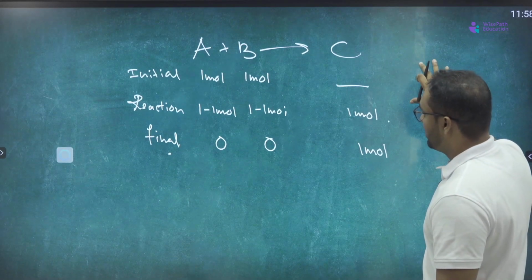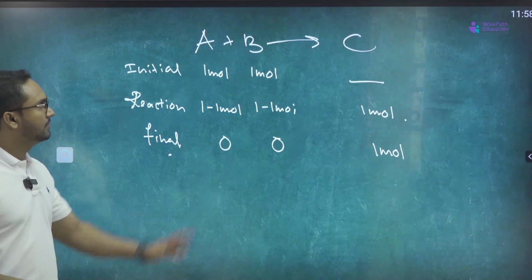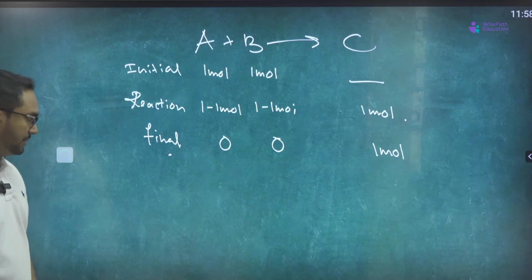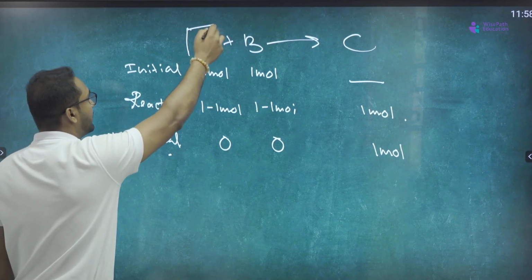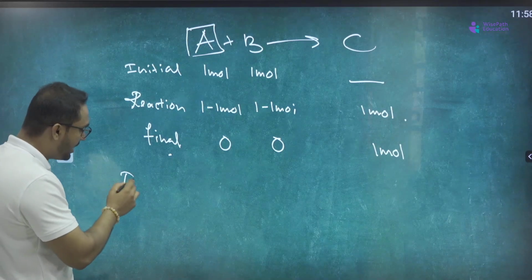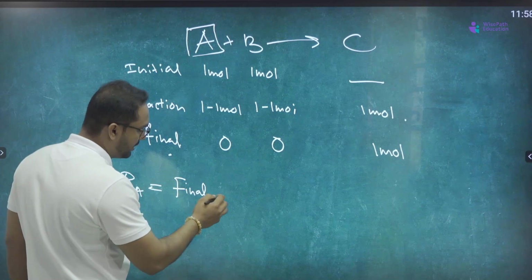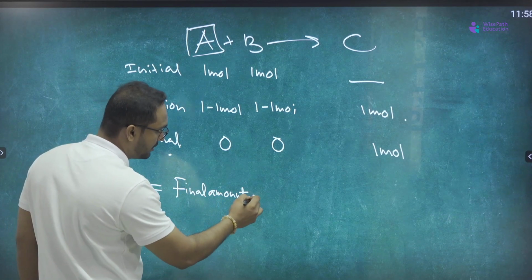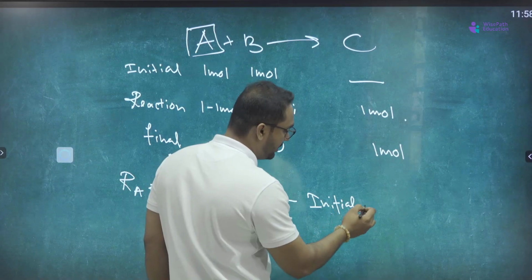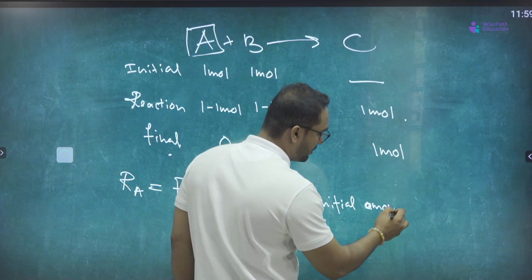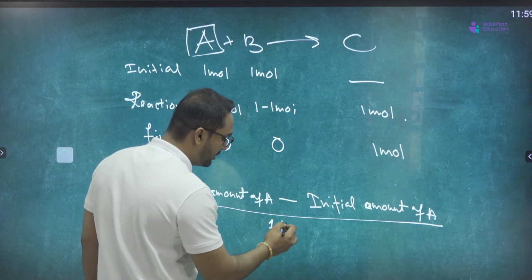Now if I ask you to find the rate of reaction using these two reactants and one of the products, this is how you do it. If you are asked to find the rate of reaction using the rate of consumption of A, that will be RA, which equals the final amount of A minus the initial amount of A, divided by the time spent. Get it?